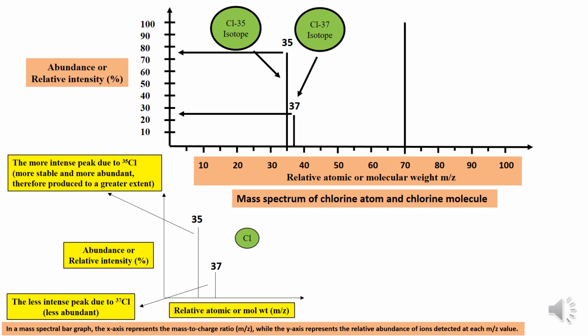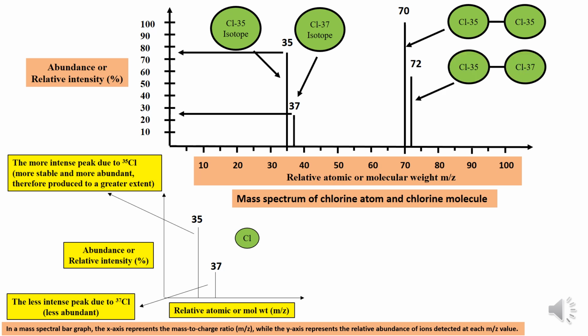And remember, the chlorine element doesn't exist in the atomic form, but instead exists in the molecular form as diatomic molecules. Halogens in general do not exist in the elemental form, but exist in the molecular form, that is as diatomic halogens. And that is why, in addition to the 35 and 37 peak, you also get three more peaks, with values of 70, 72 and 74.